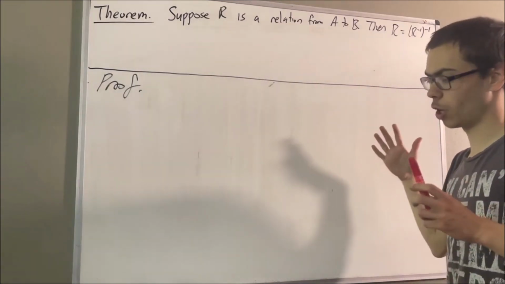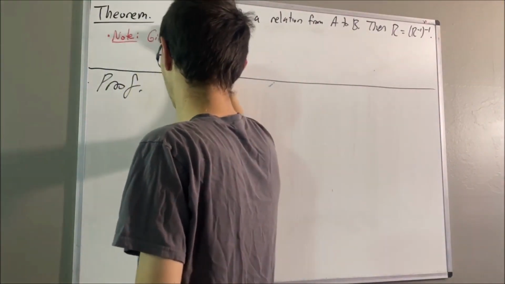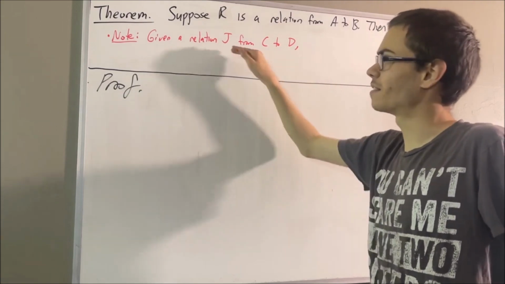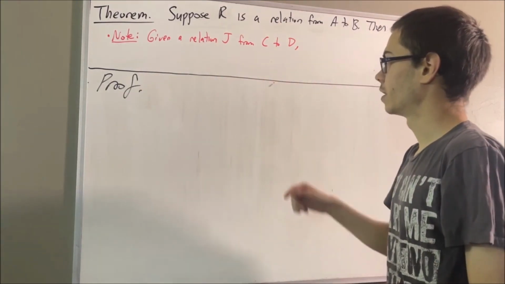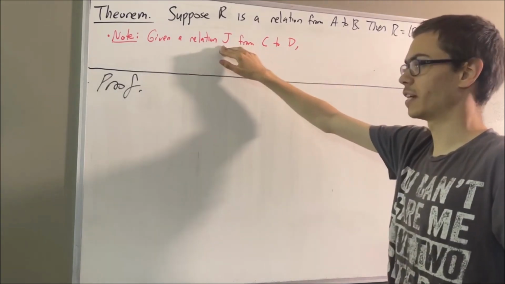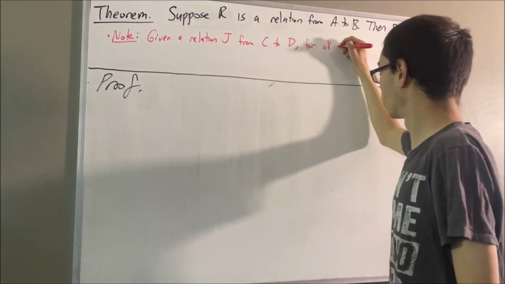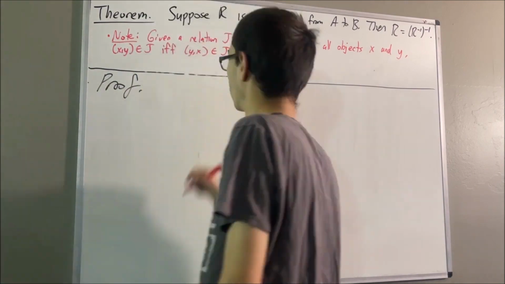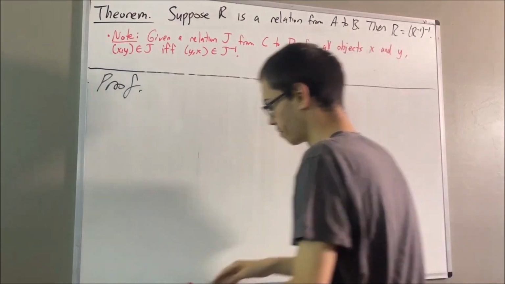Given in general a relation J from C to D, J inverse is the set of all ordered pairs in J with the coordinates swapped. So really, we have that for all objects x and y, x comma y is an element of J if and only if y comma x is an element of J inverse. Right, and so we're going to use this fact to help us prove the theorem.